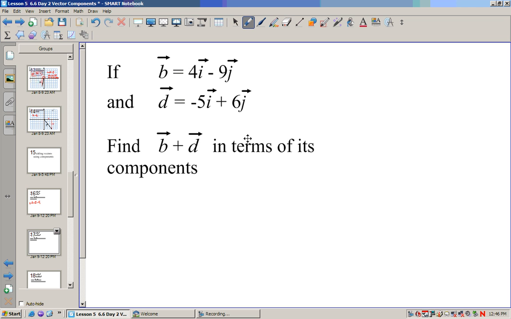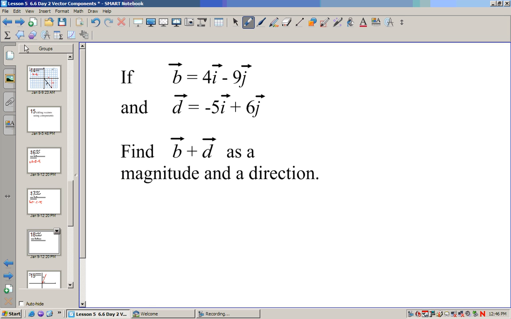Find b plus d in terms of its components. Well, this would be a negative i. This would be minus 3j. So that's b plus d is equal to that.